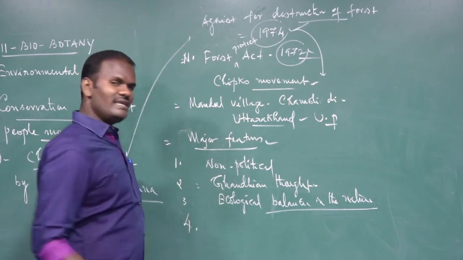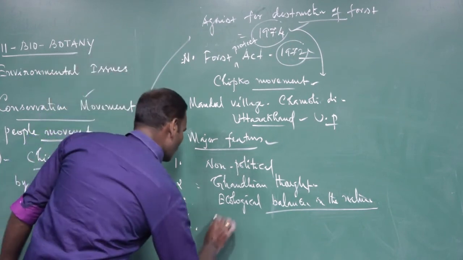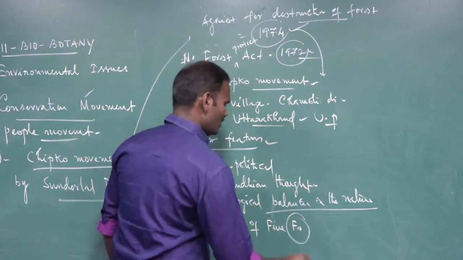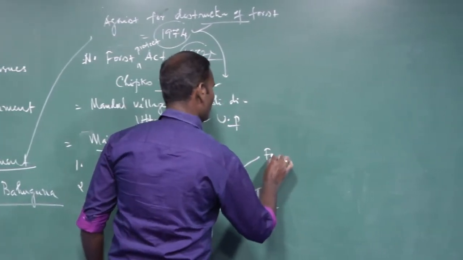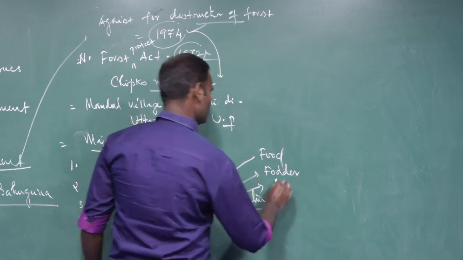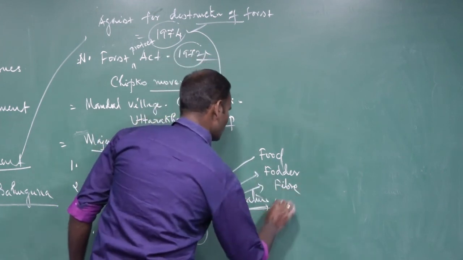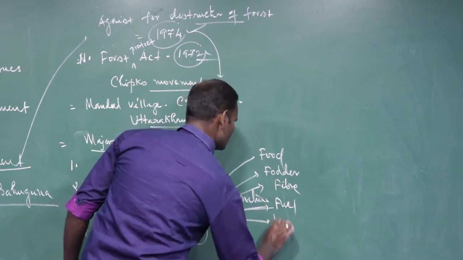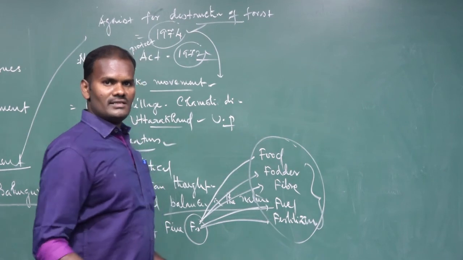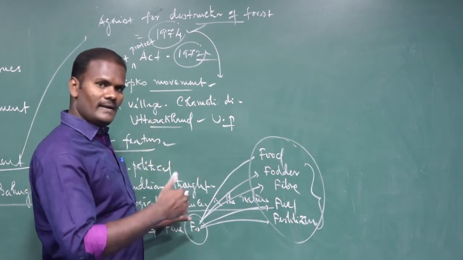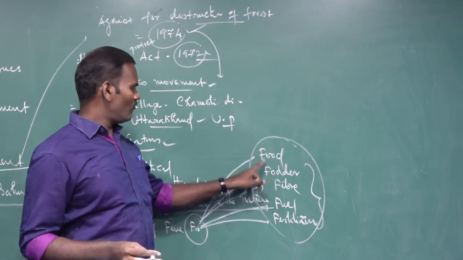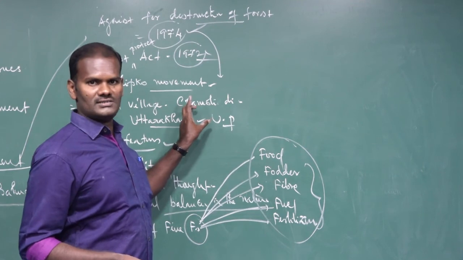The next, the main aim of this Chipko movement is given in the slogan of 5F. What are the 5F? The first F is for providing food, the second is fodder, the third is fiber, the fourth one is fuel, and the fifth one is fertilizers. So these basic needs are fulfilled by the local community people. They are self-sufficient. This movement makes the local people self-sufficient in all their basic needs. These are called the 5F slogan. Food, fodder, fiber, fuel, everything depends upon these forests. So these are the Chipko movement.